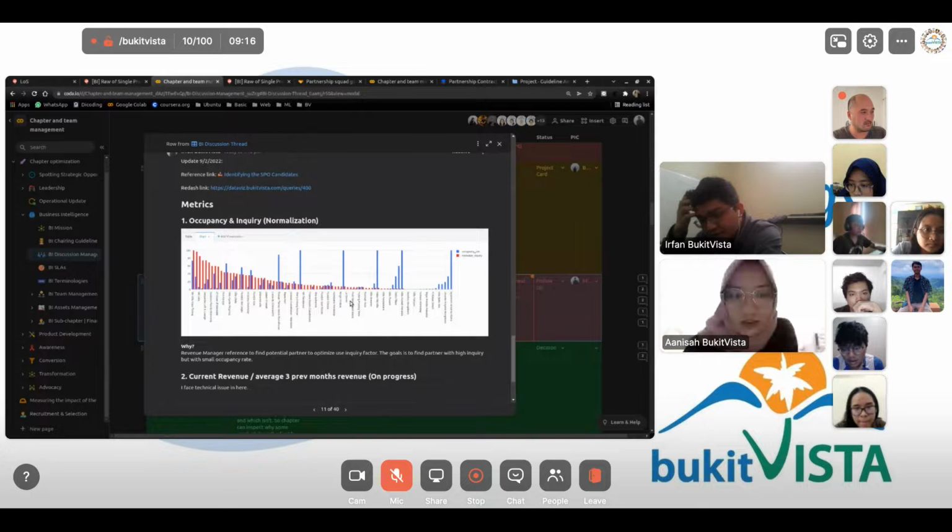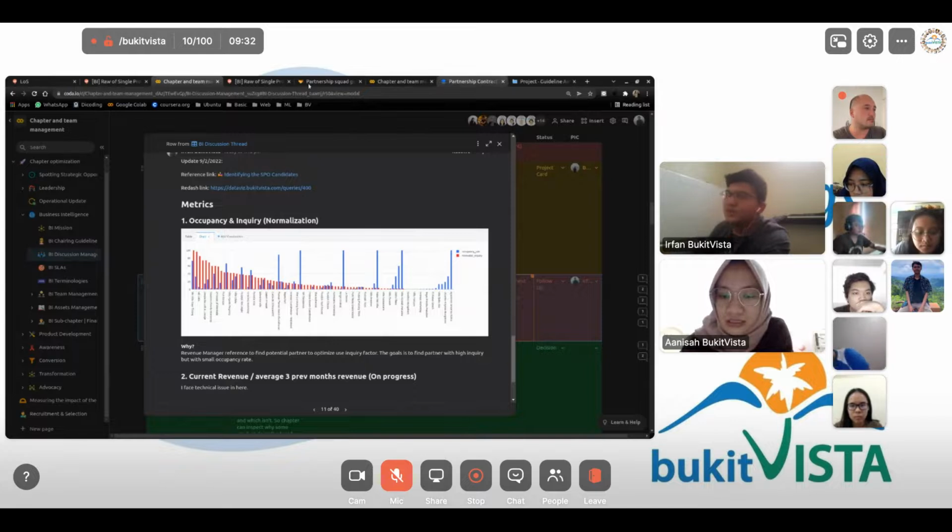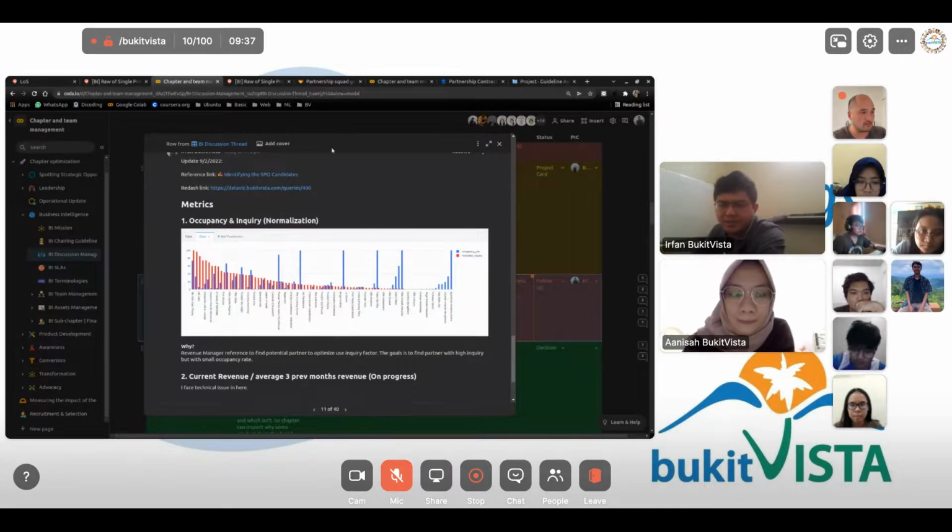I have one question actually, but sorry, I didn't follow from the very first place because my internet lagged. Is the revenue included in the metrics? In the table in Redash, yes, but not in the visualization. Okay, okay.